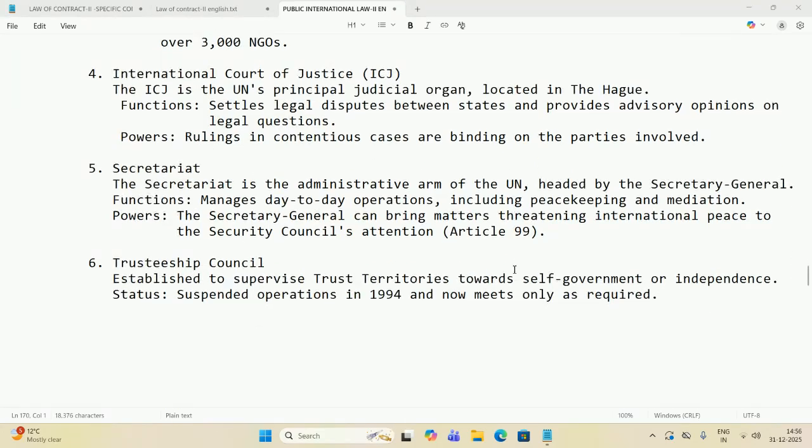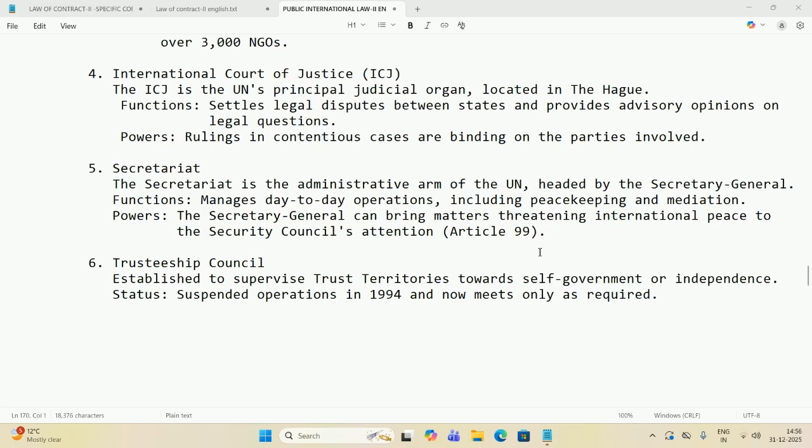Fifth is Secretariat. The Secretariat is the administrative arm of the United Nations, headed by the Secretary General. Functions: manages day-to-day operations, including peacekeeping and mediation. Powers: the Secretary General can bring matters threatening international peace to the Security Council's attention according to Article 99 of the UN Charter.